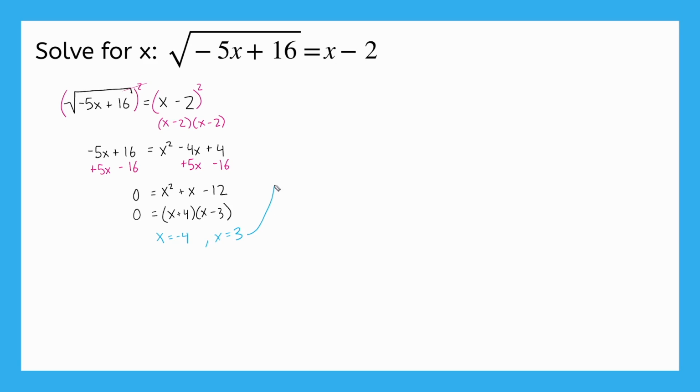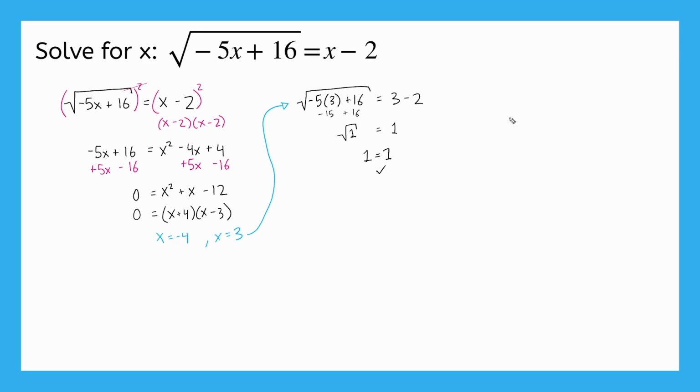We're not done yet. We have to check if these are actual solutions or if they're extraneous. The first one we're going to check is the 3. We plug that back into our original equation. It's always important that we plug it into the very original equation. So we have negative 5 times 3 plus 16 on one side, and on the other side we just have 3 minus 2. This is negative 15 plus 16, which is just 1. So we're left with root 1 is equal to 1. This is correct because root 1 is just 1, and this is indeed true. So we are happy with this solution.